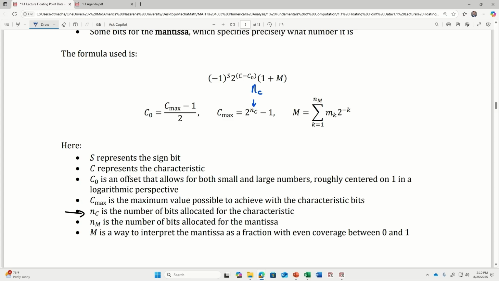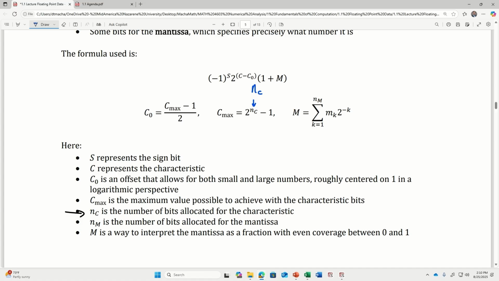But let's say you've allocated 5 bits just for storing the characteristic, then you'll have 2 to the 5th power, which is 32. 32 minus 1 is 31. So the maximum value you can get for the characteristic is 31. 31 minus 1 is 30. 30 divided by 2 is 15. And so C naught in this formula would be 15 in that case. Sorry, it's a little bit complicated. This is the way it has to be.